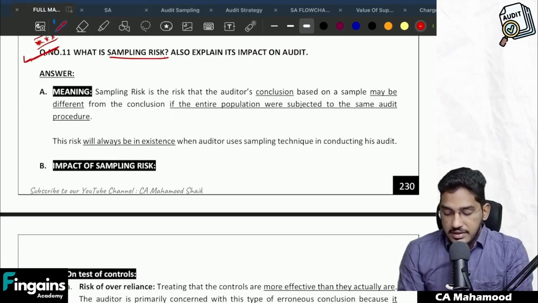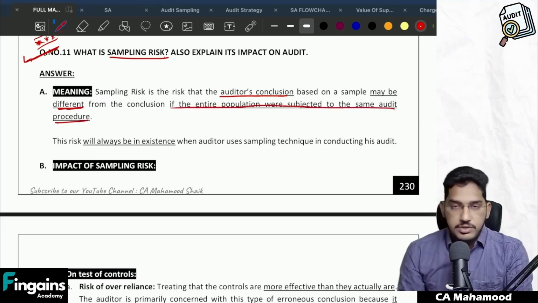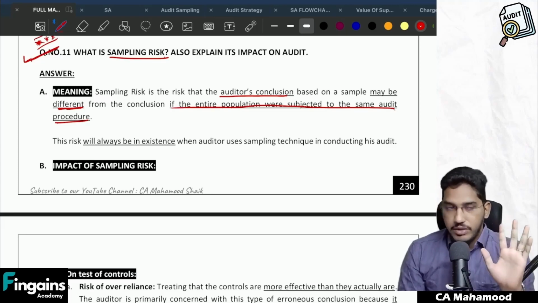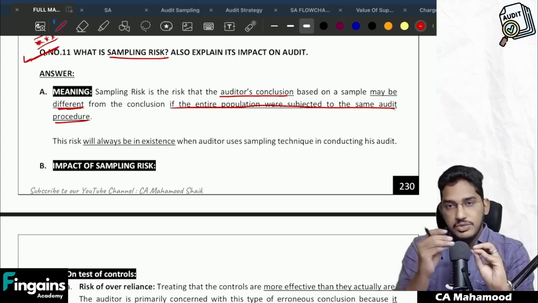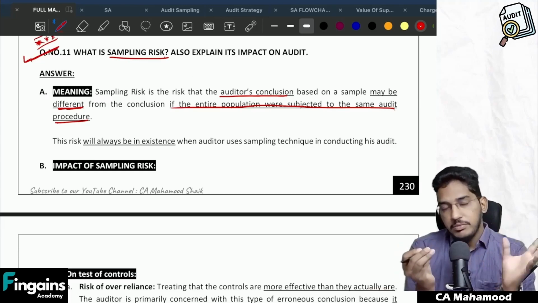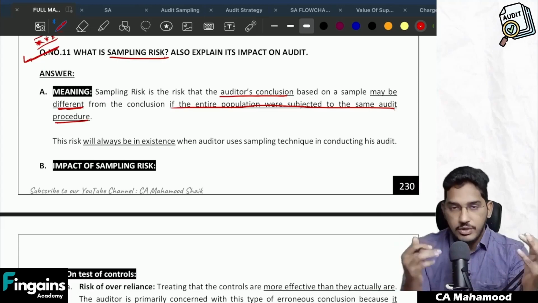Okay, so let us see how they have defined the term sampling risk. Sampling risk is the risk that the auditor's conclusion based on a sample may be different from the conclusion if the entire population were subjected to the same audit procedure. What they are trying to say? Sampling risk is the risk that the conclusion you have formed based on performing audit procedures on a sample will be different if you perform the same audit procedures on the entire population. That risk we call sampling risk.